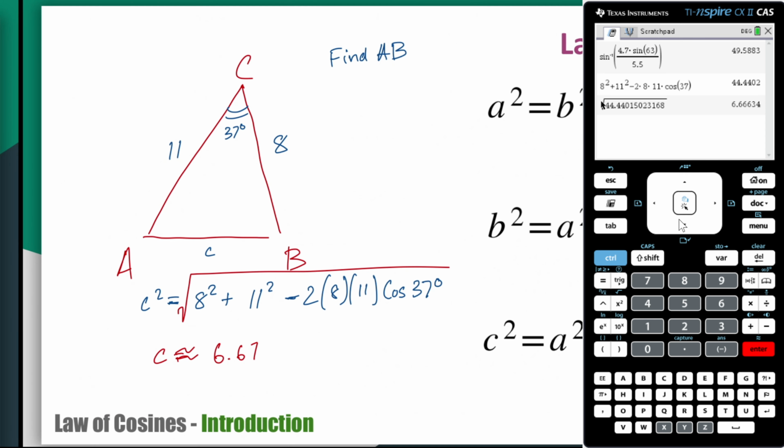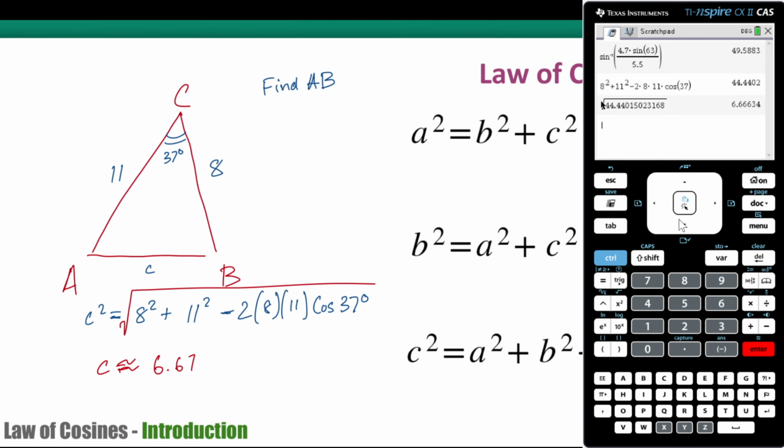Okay, now if you look at this, that makes sense, right? Think about this. If this angle is 37 degrees, these angles pretty much have to be bigger than 37 degrees in order for this to add up to 180. And this side is 11, this side is 8, so this side should have the biggest angle, this should have the next biggest, and this having the smallest angle should have the smallest side at 6.67, okay?